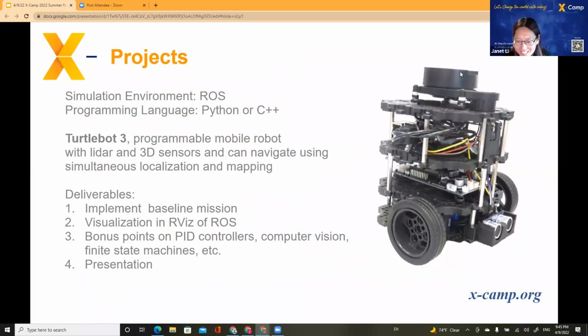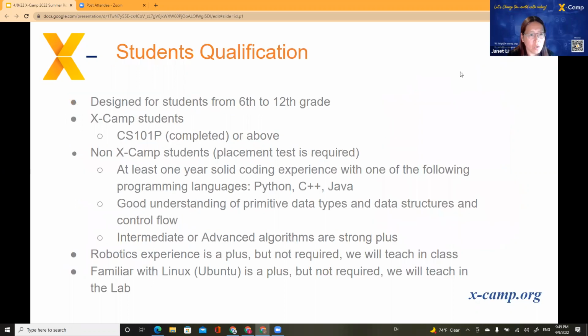Thank you very much for the detailed information on the class contents. I hope now the parents and the students have a better understanding of what the class is about. Now let's talk about the class schedule, the price, and how to register for the class. And also we want to save enough time for the Q&A. I'm sure there are a lot of questions from the parents who would like to get a direct answer from the teacher. So for the students, this class is designed for students from grade 6 to 12.